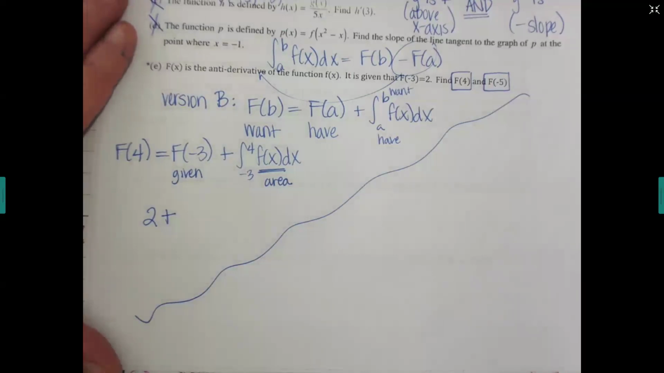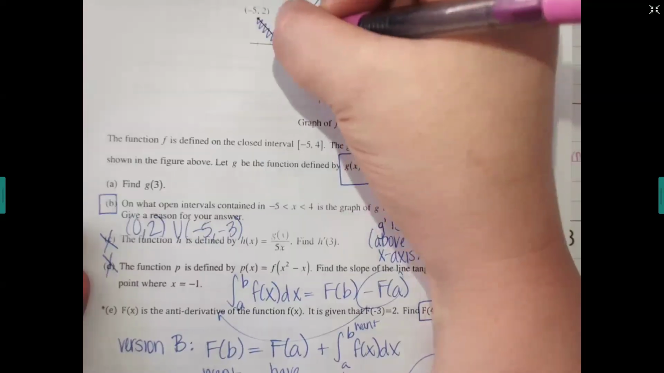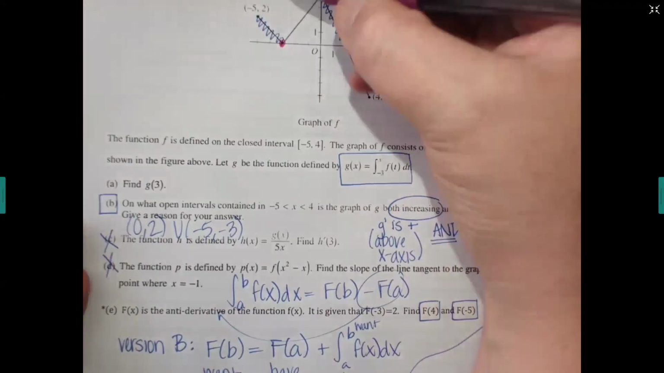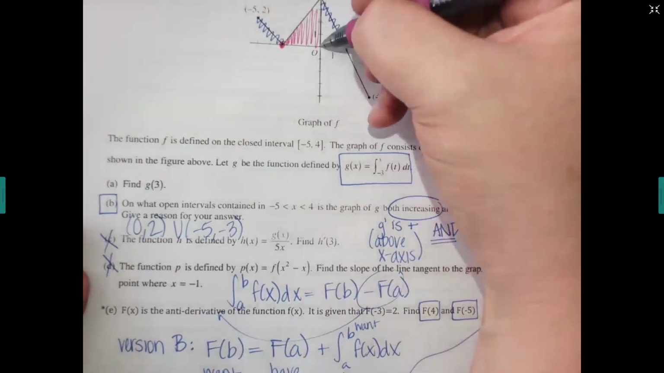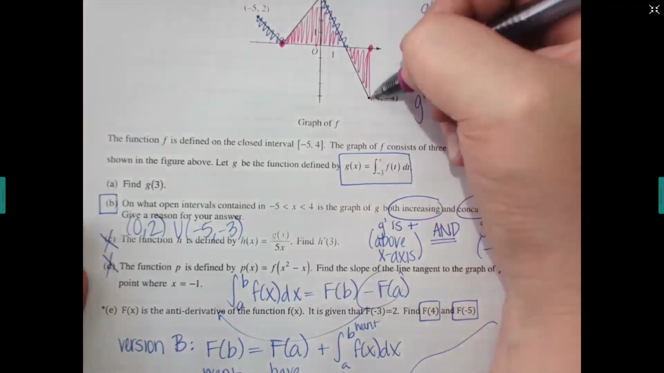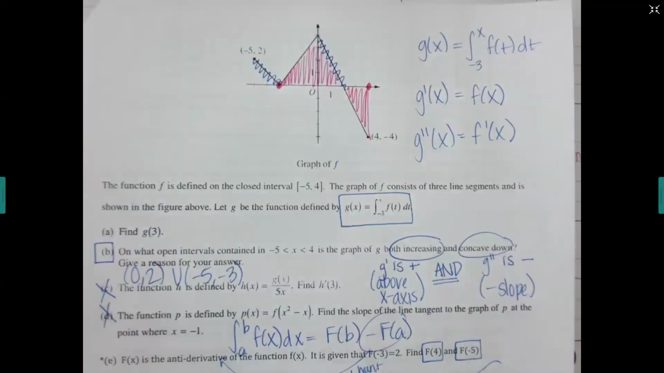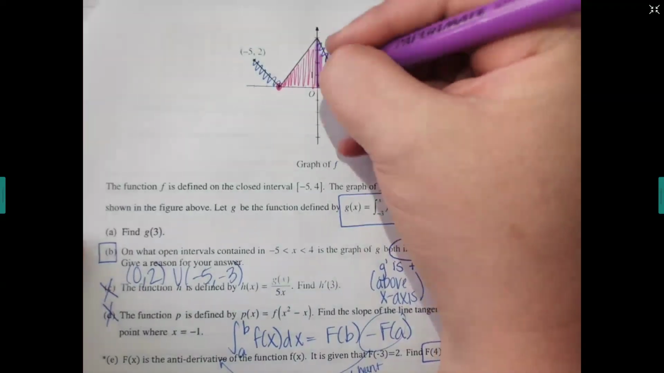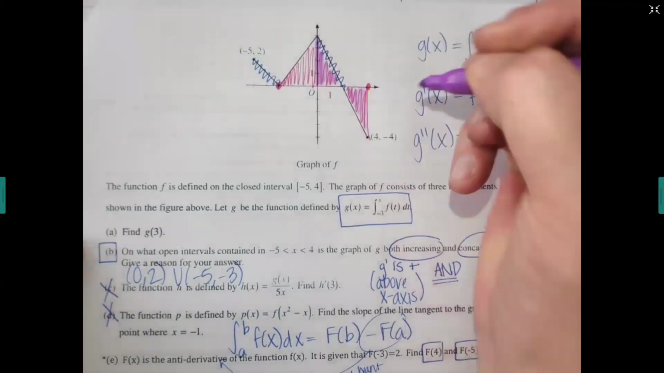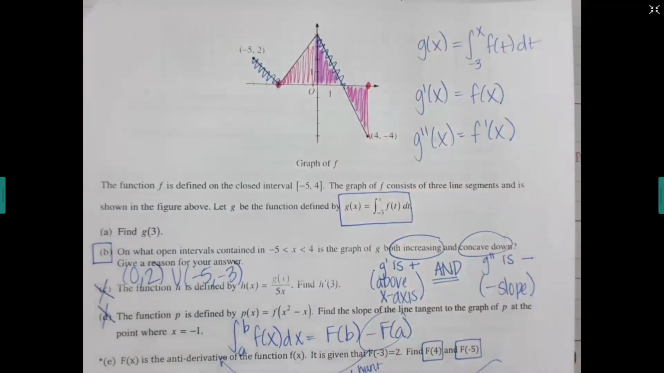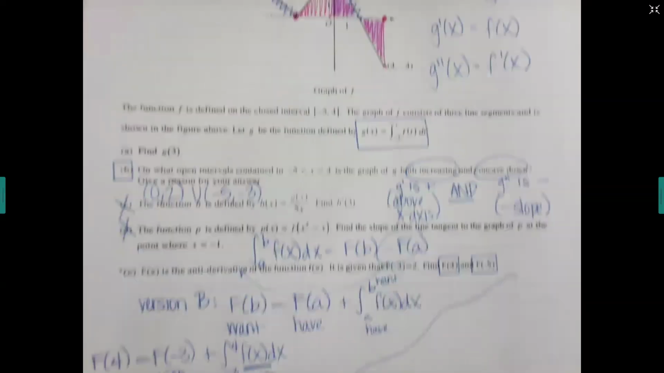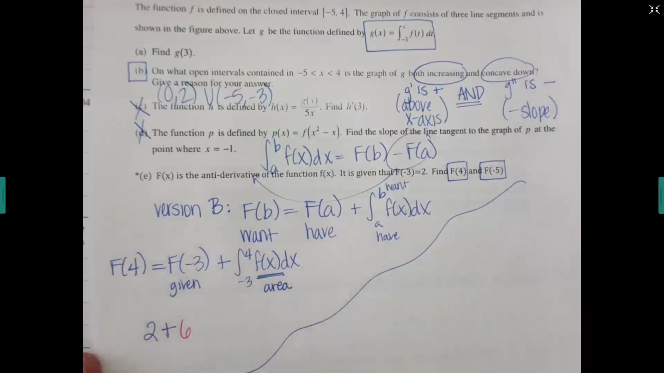So -3 to 4 would be from here until here. Now, as I'm shading that, what do I notice about those two triangles? Okay, this triangle and this triangle are going to eliminate each other. So that means really I only care about this half. So 1/2 base times height. My base is 3. What's my height? 4. 1, 2, 3, 4. So 3 times 4 is 12. Cut it in half is 6. So 2 plus 6, that gives me 8.